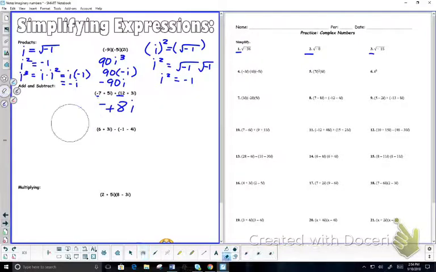These two aren't like terms, though. I got a constant and I got an imaginary number, so that's it. You can't do anything else with it, right? So it's just like combining like terms. You're done. So looking at your paper, do number 8 and 9.